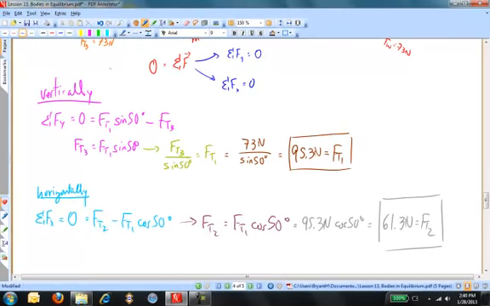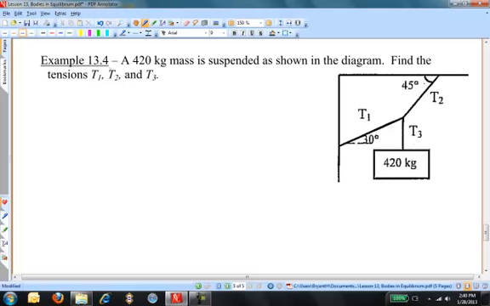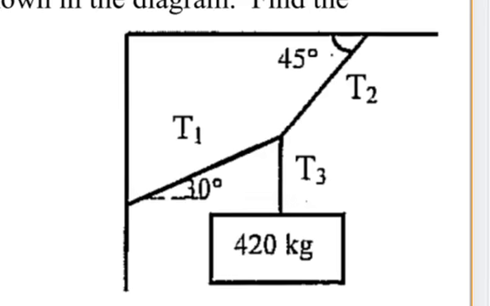Let's do one more problem. Example 13.4. A 420 kilogram mass is suspended as shown in the diagram. Find the tensions T1, T2, and T3. Again, I want to concentrate on this place where those forces come together. I can find a number for T3 by looking at the hanging mass, and then I'm going to use the number I get from that to figure out what's going on at the knot.